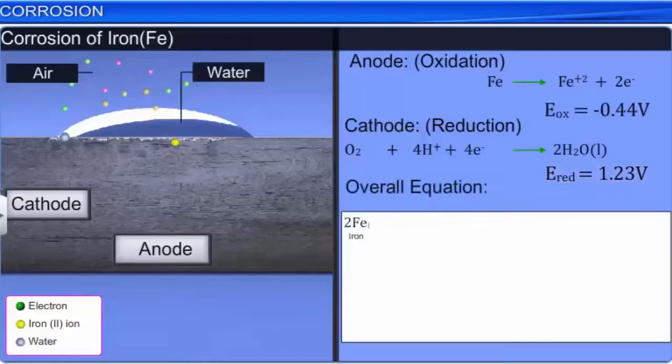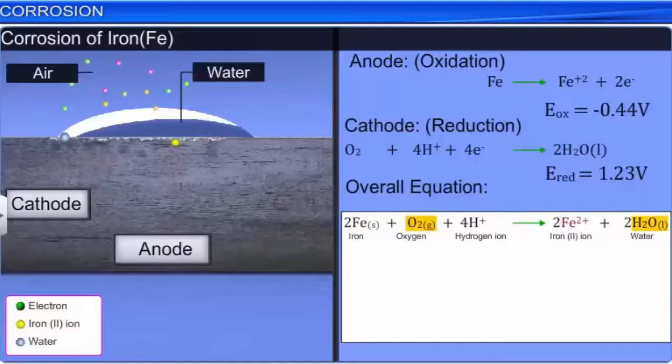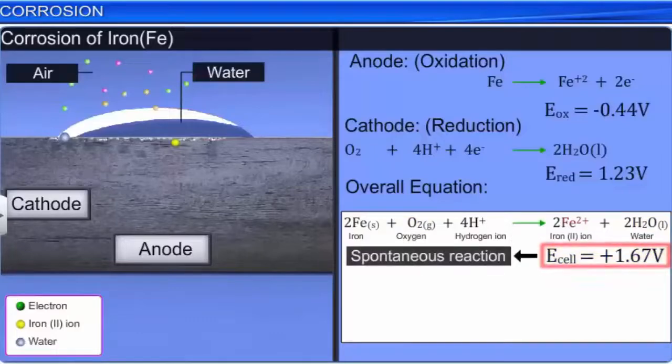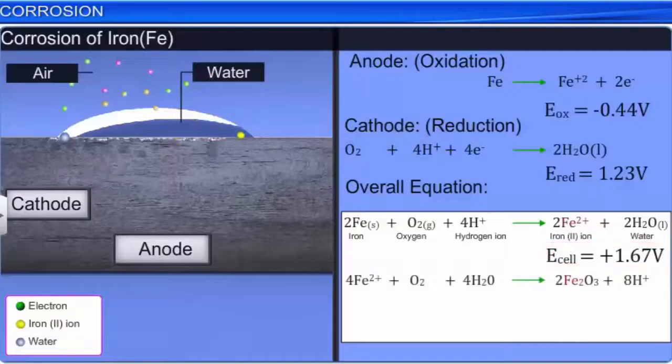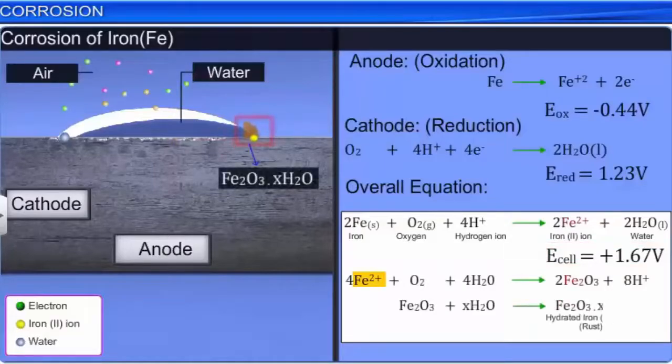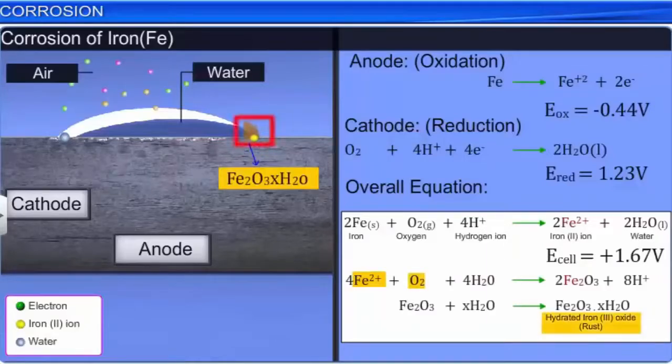The reduction potential for this process is 1.23 volts. In the overall equation, iron is oxidized to iron II ions, while oxygen is reduced to form water. The cell potential is 1.67 volts, consistent with a spontaneous reaction. The ferrous ions formed are then further oxidized by atmospheric oxygen to ferric ions in the form of hydrated iron III oxide, commonly known as rust.